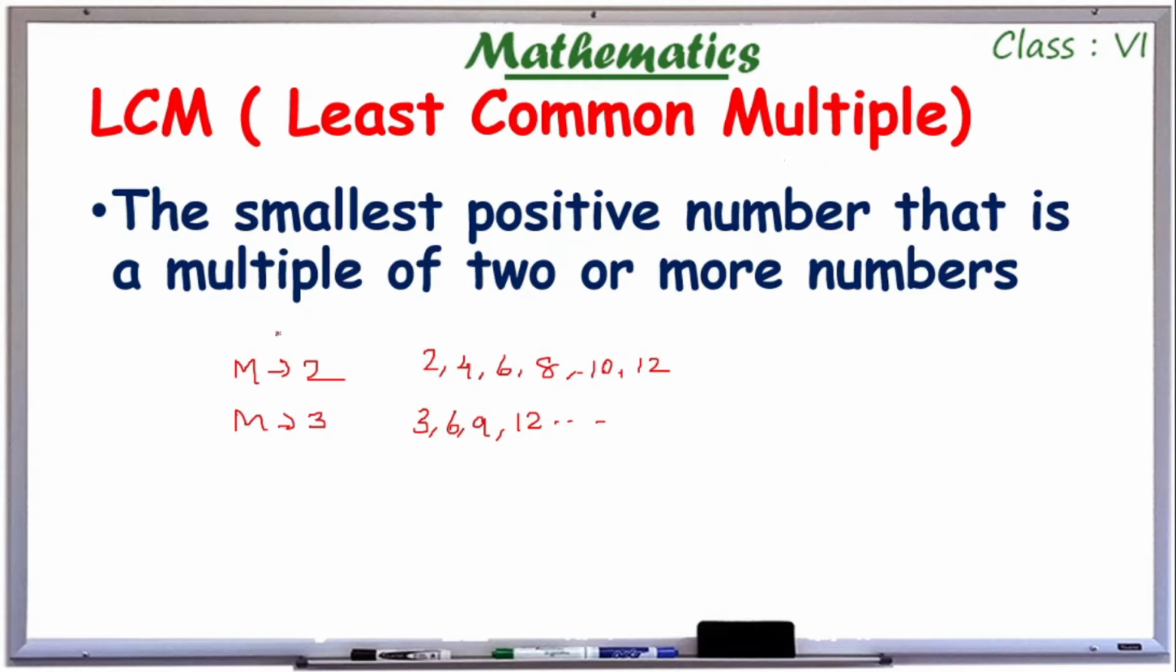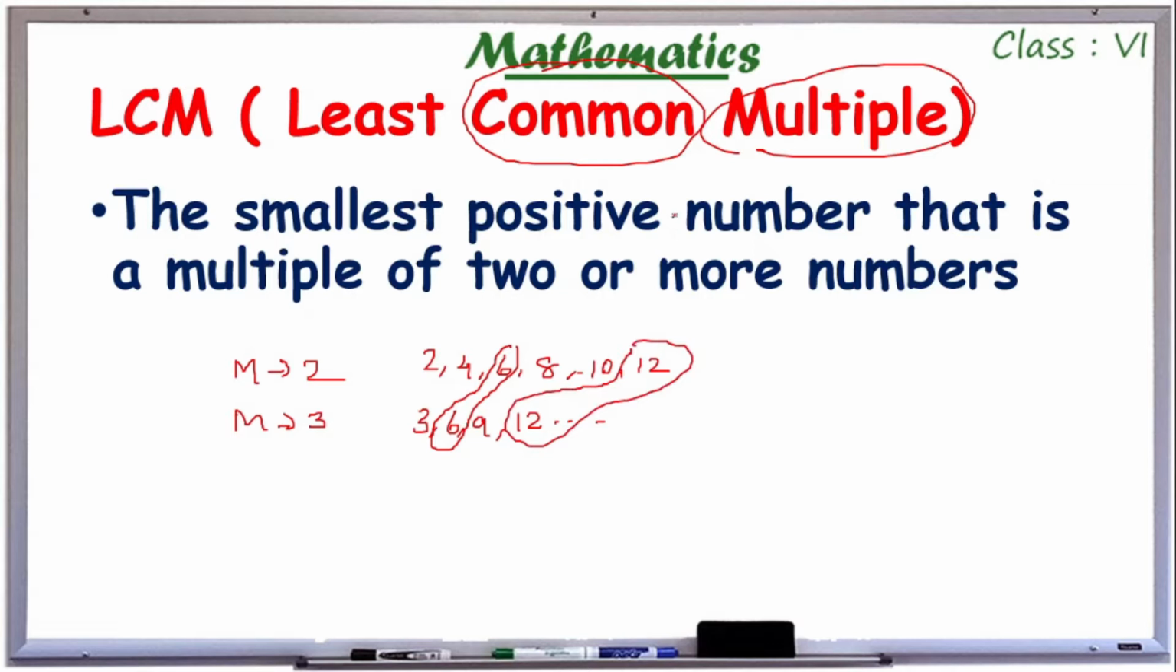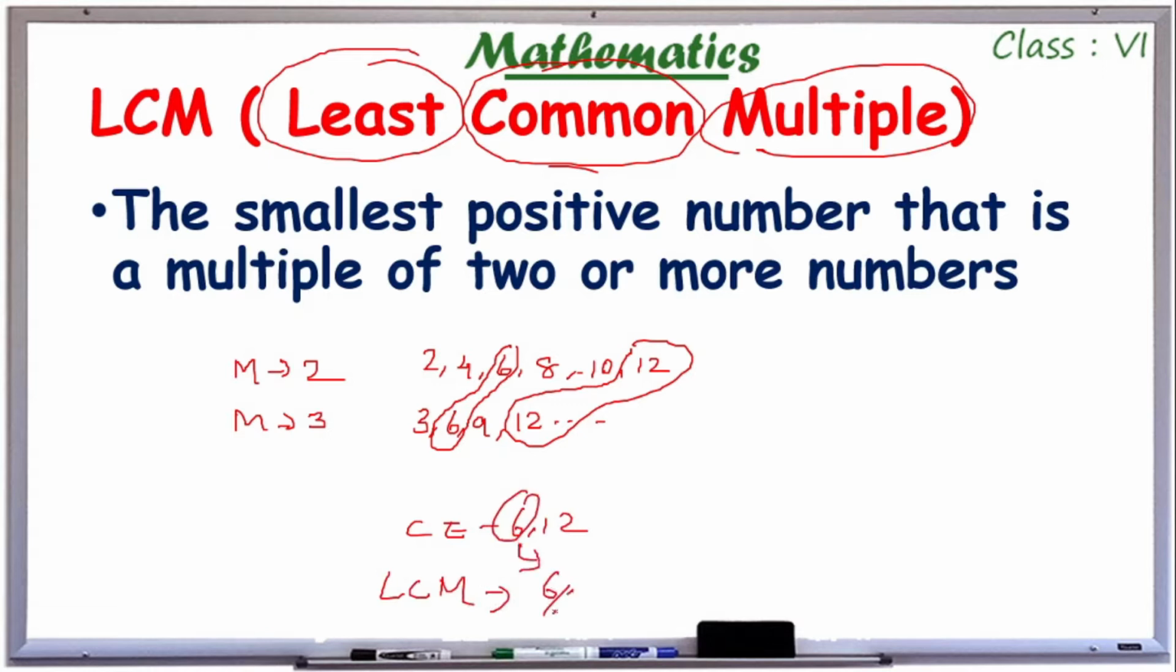We just wrote the multiples. Now look for common elements. Common elements are: 6 is common, 12 is also common. So what is the least element among them? We have common elements 6 and 12, and the least common multiple is 6. The smaller number is 6. So this is the meaning of LCM.